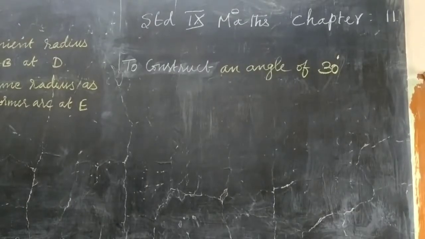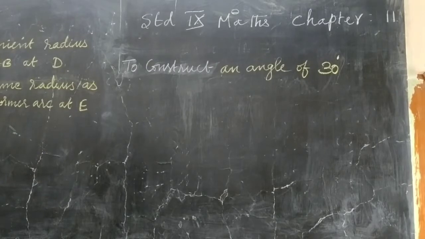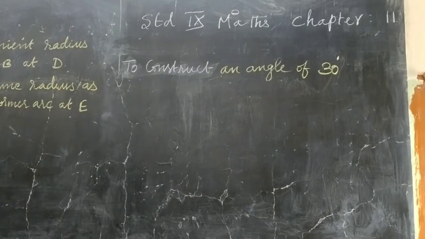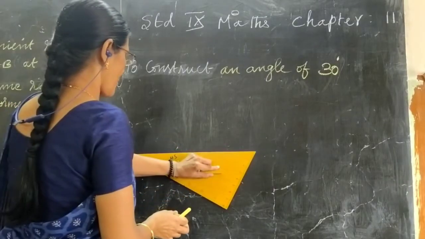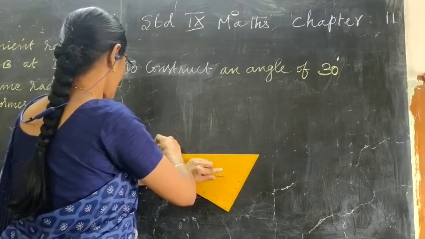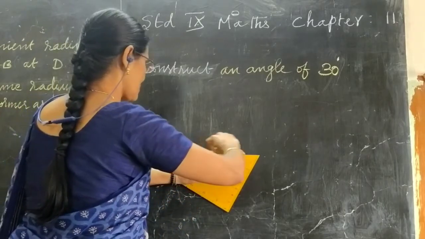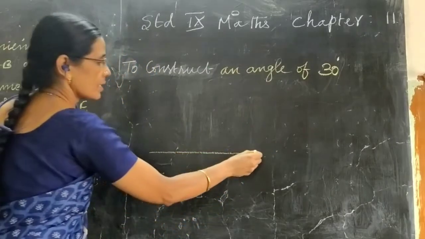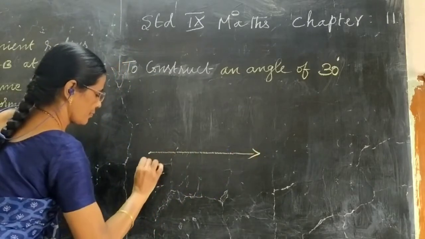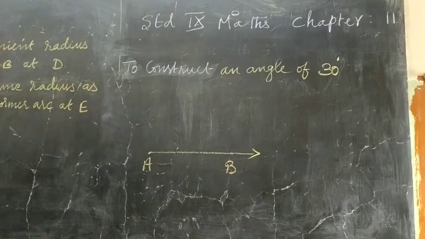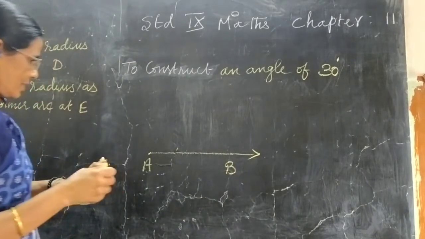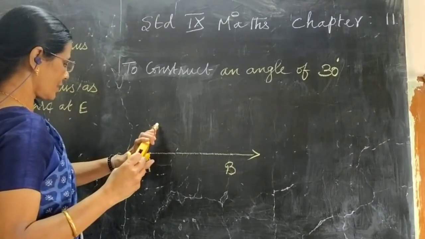The next construction is to construct an angle of 30 degrees. To construct an angle of 30 degrees, first we are going to construct 60 degrees and then bisect it. So first we are going to draw ray AB. As I told you, to construct 30 degrees, first we construct 60 degrees. Just now we learned 60 degrees.